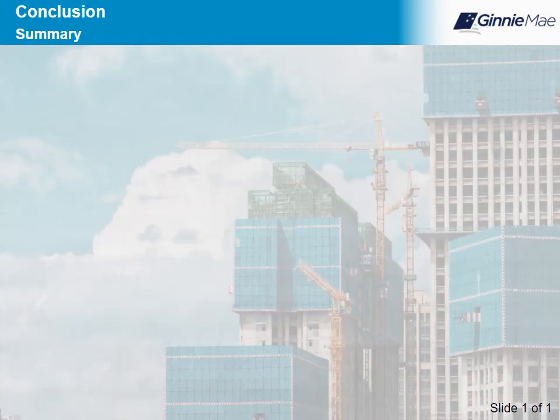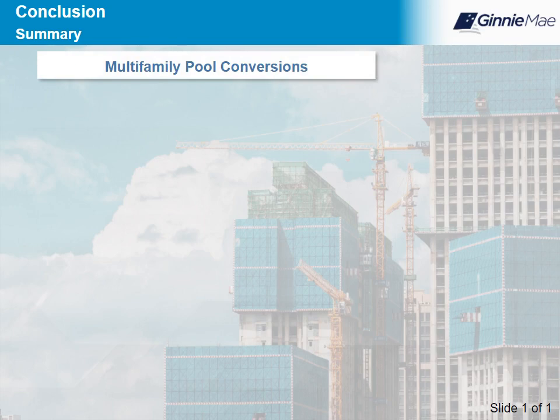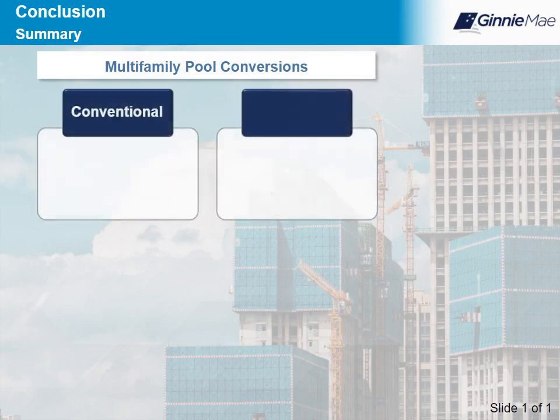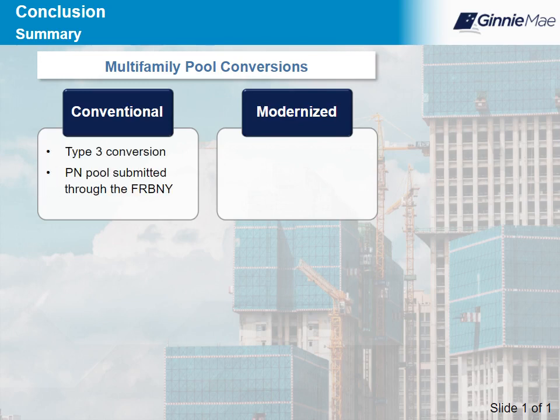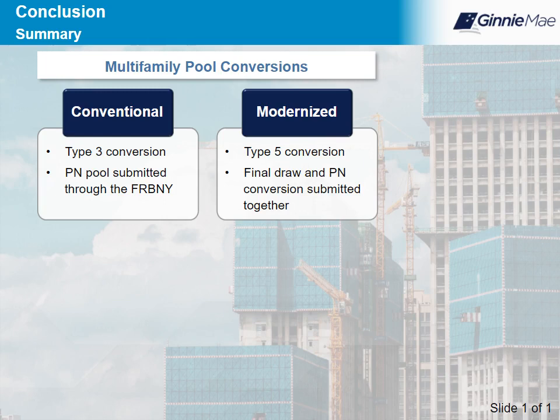The goal of this training is to provide learners with the information they need about conventional and modernized methods for multifamily pool conversions. You learned about the two ways used to submit a multifamily conversion, the conventional method and modernized method. For the conventional method or Type 3 conversion, you learned that a PN pool is submitted through the FRBNY. You also learned the situations in which an issuer must submit a Type 3 conversion. You learned that the modernized method is a Type 5 conversion. This is when the final draw and PN conversion are submitted together for issuance.